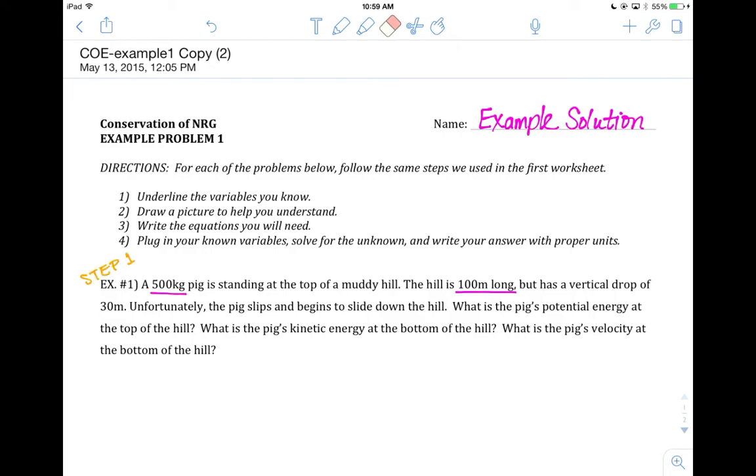So step 1, we just start by underlining what we know. We know we have a 500 kilogram pig. The hill is 100 meters long. There's a vertical drop of 30 meters. And we have a few things that we need to find.